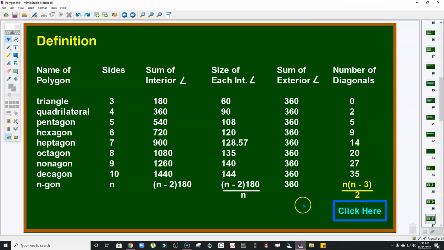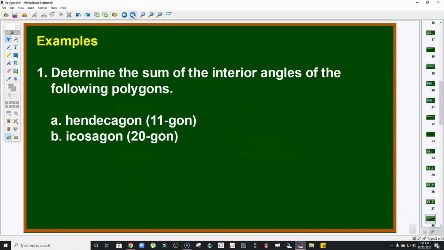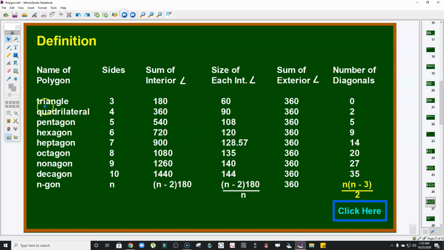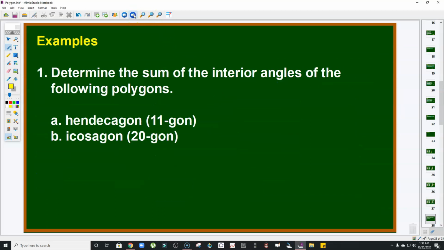Okay, now let's go back. So that's it. Once again, take note of the formula. We'll apply that later. Now let's have example number 1. Determine the sum of the interior angles of the following polygon. Once again, ang formula kapag interior angles, sum of interior angles is n minus 2 times 180. Let's have number 1. This is just a special name. Hendecagon, that's 11-gon. So, once again, n minus 2 times 180. Ito lang yung gagamitin nating formula.